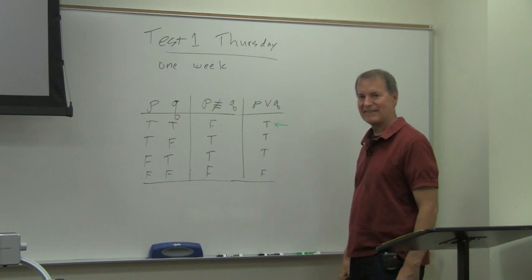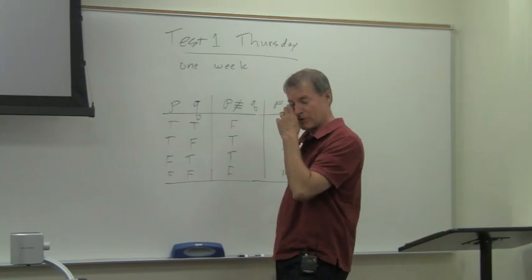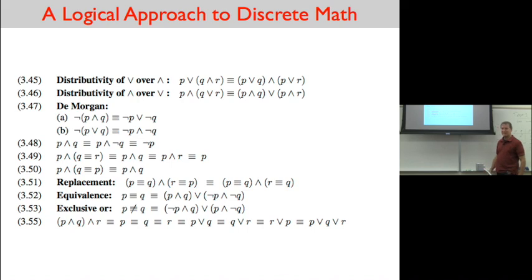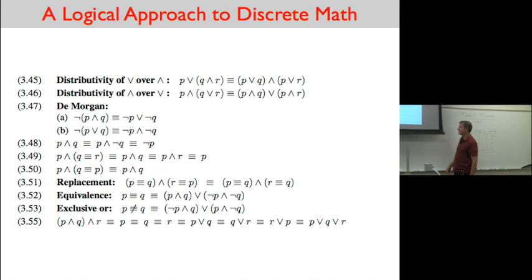Any operators that have the same truth table are interchangeable? Yes, of course. We're not dealing with truth tables anymore, but that is the case. Look, 3.53. It's called exclusive OR, and what it is is not P and Q or P and not Q. So this whole thing can only be true if one is true and the other is false. If they're both true or both false, then the result is false.